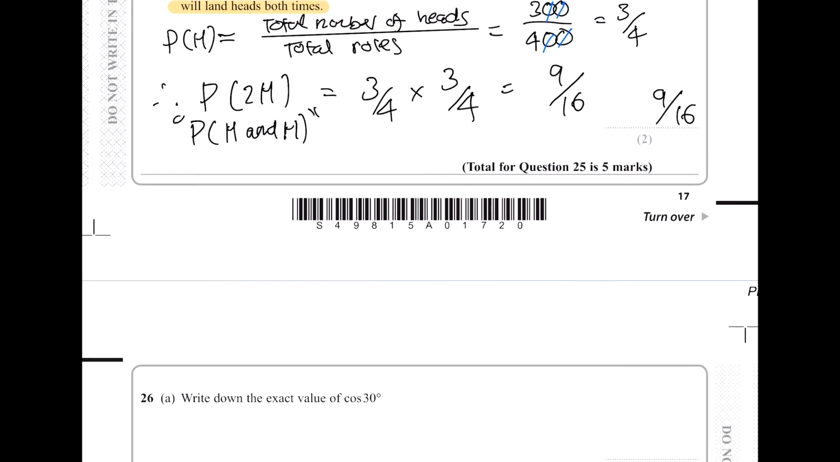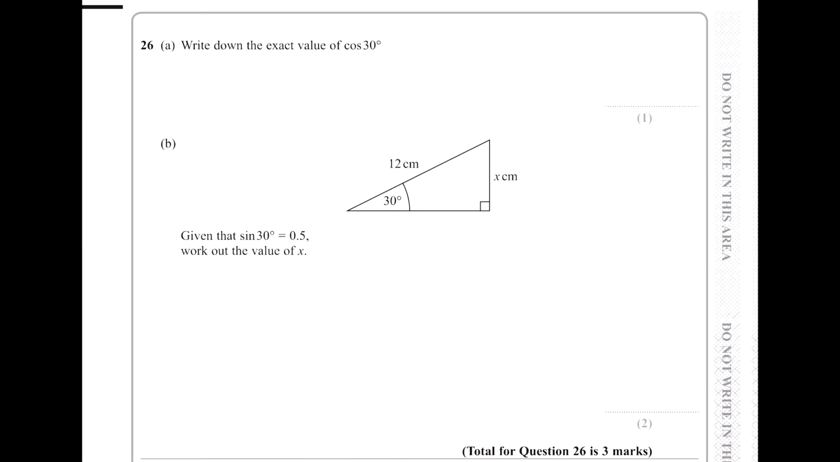Okay. All right, so in this question, write down the exact value of cos 30. So again, you should remember these, ideally. So just know.